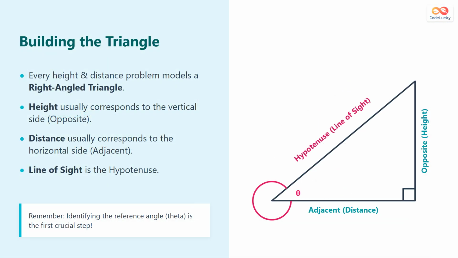Every problem can be modeled as a right-angled triangle. The height of an object, like a tower or tree, usually represents the opposite side. The distance along the ground is the adjacent side. The line of sight is the hypotenuse.